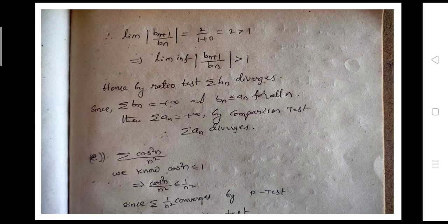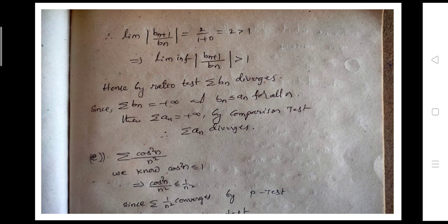Since sigma bn is plus infinity and bn is less than or equal to an for all n, then sigma an is positive infinity by the comparison test. Therefore, sigma an also diverges only.